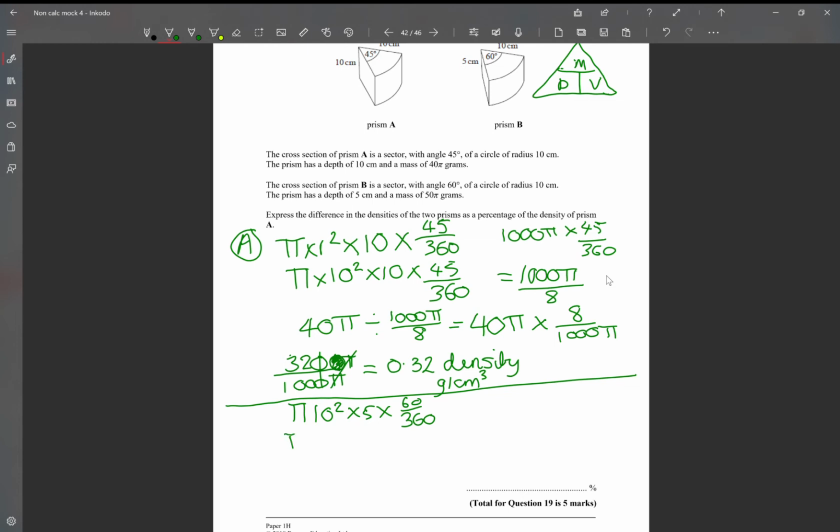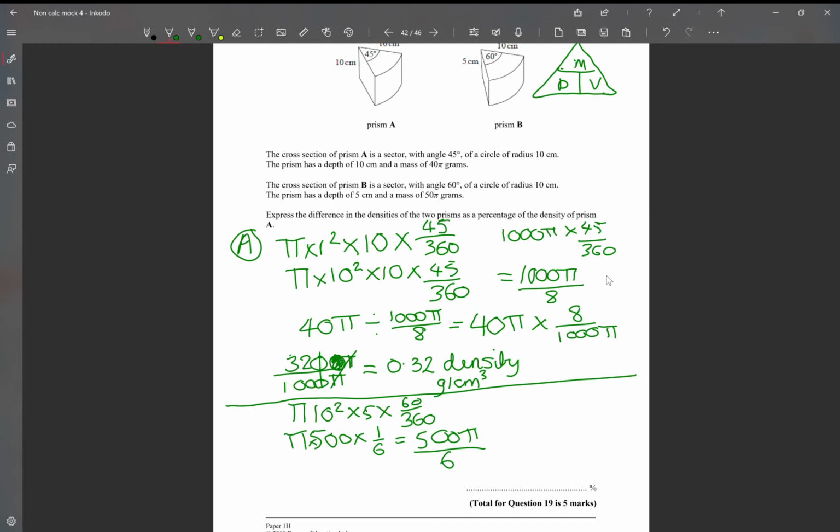So pi times 100 times 5 is 500, times 1/6. So you can just keep it as 500 pi divided by 6. Okay, 1/6 for 500, and then obviously times pi. We just leave it in pi. So that is the volume.